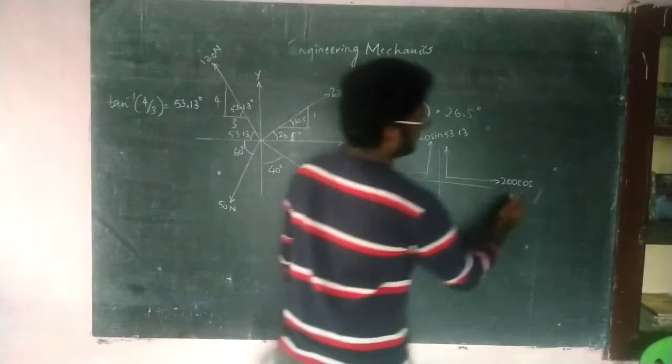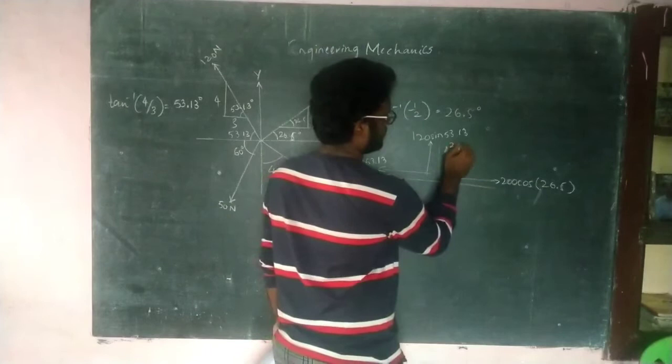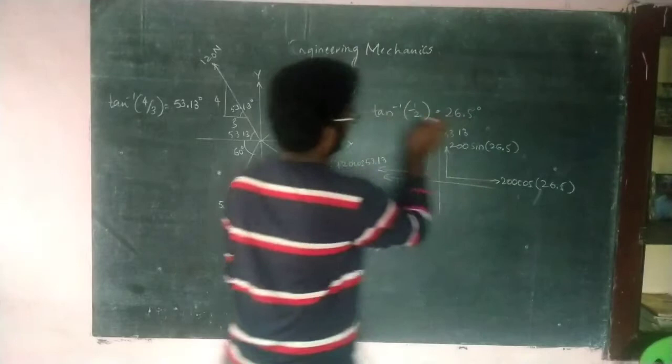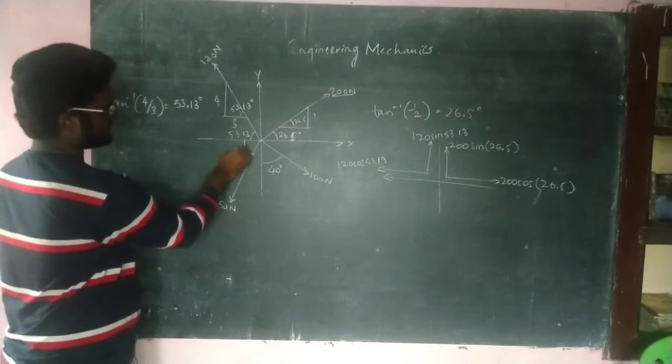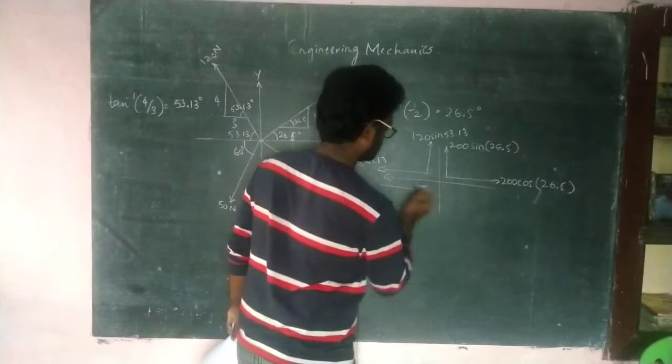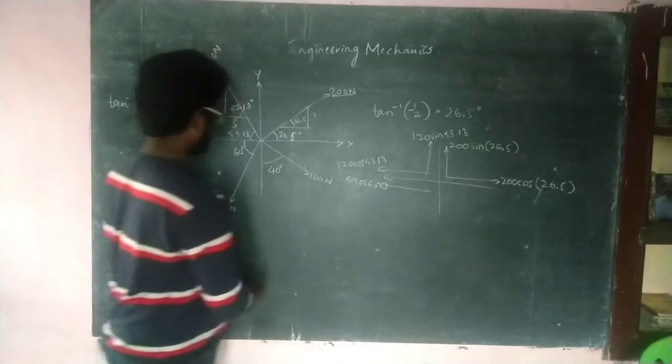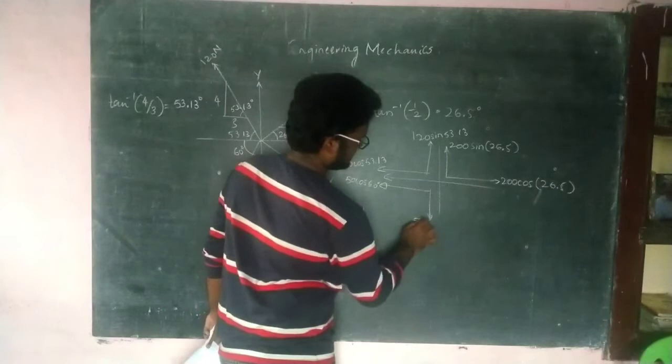Opposite of that, you write it here, 200 sine of 26.5. We are done with this part as well. Now considering this point, the angle 60 degrees is made with respect to the x-axis. So 50 cos 60 degree, and this is 50 sine 60 degree. So we are done with this also.